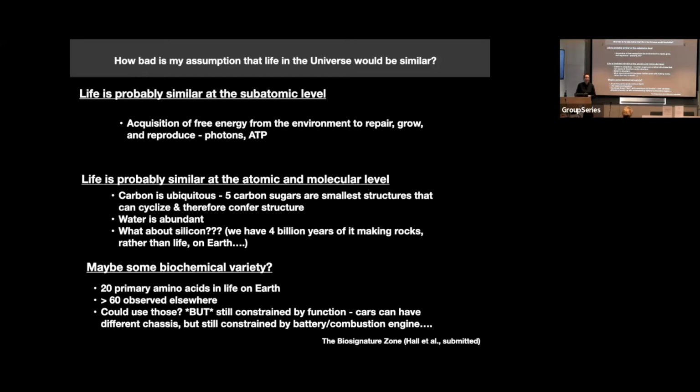People always say, oh, what about silicon-based life? Well, my dude, we have billions of years of examples of silicon forming rocks on Earth, not life. So I don't think that's super likely. Maybe there is some biochemical variety. We use 20 amino acids on Earth. We know that we've observed more than 60 elsewhere. So yeah, maybe that's true. We could use those, but we'd still have to be constrained by function. You can change the body, the chassis of a car, but it still has to have some sort of engine driving it at its core. So the function still has to be the same.